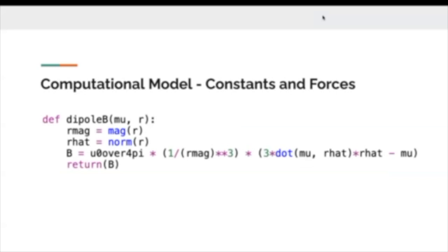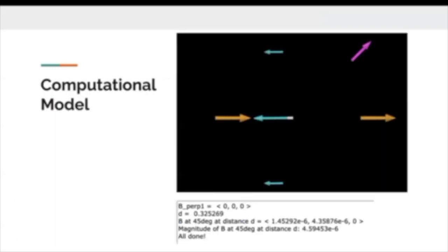This was the first part of the computational model, which just showed constants and vectors and the definition of the dipole B. And you can see how the formula for B was changed in accordance with how we want to calculate B. These were other values where I also included some constants and to showcase how the arrows should be formed later on. Over here is the final computational model.